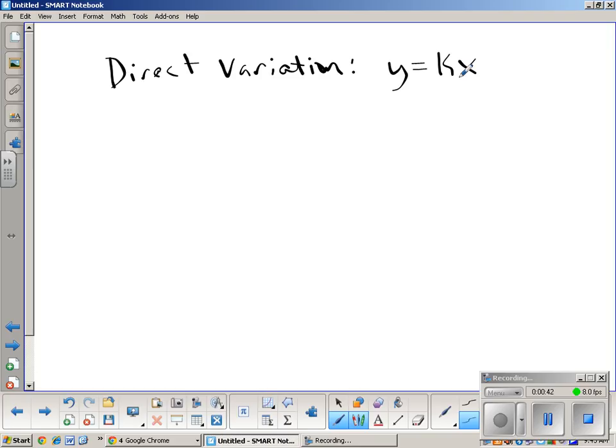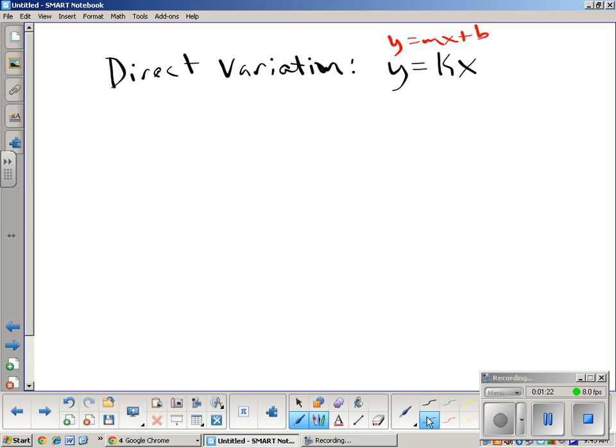And so, in a direct variation, the y-intercept is where? The origin. That's correct. It's at the origin. This looks the same as y equals mx plus b, except b is 0. It's not there. Right? So that's the direct variation. Why is the k capital? It may look bigger, but it's not. It doesn't matter either way. k just represents a constant.